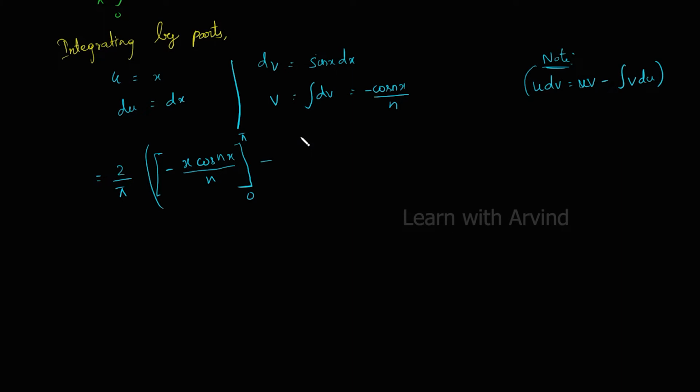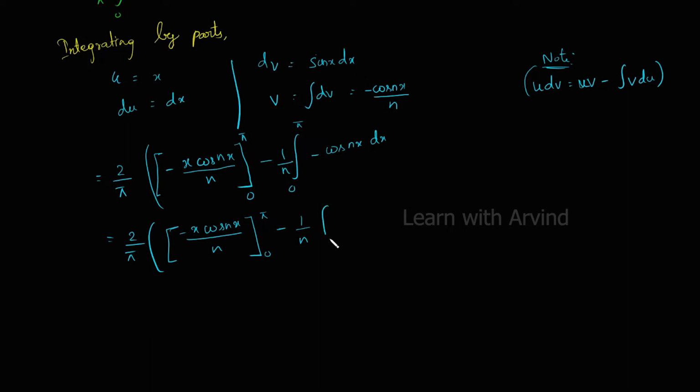Substitute this in this formula: minus x cos nx divided by n in the limit 0 to pi, minus integral 0 to pi minus cos nx dx. Now we are taking the constant outside of the integral. Now we will be getting minus x cos nx divided by n in the limit 0 to pi, minus 1 by n. Integrating cos nx, we will be getting sin nx. It is given by minus sin nx divided by n in the limit 0 to pi.